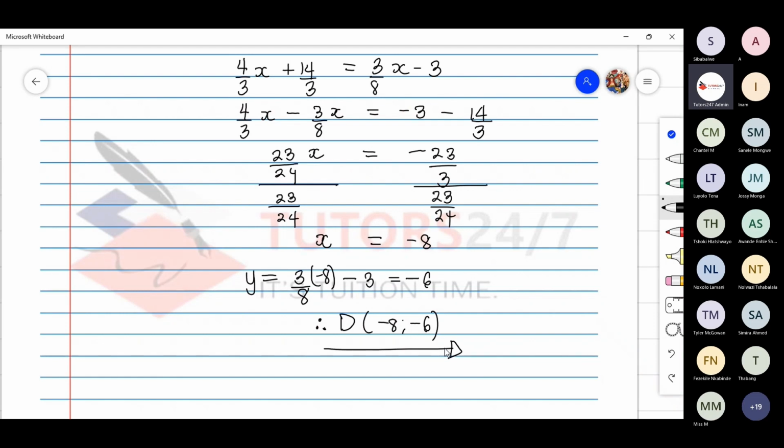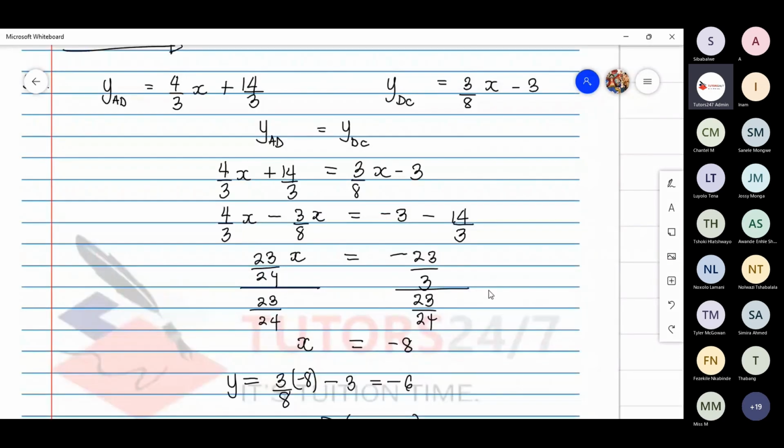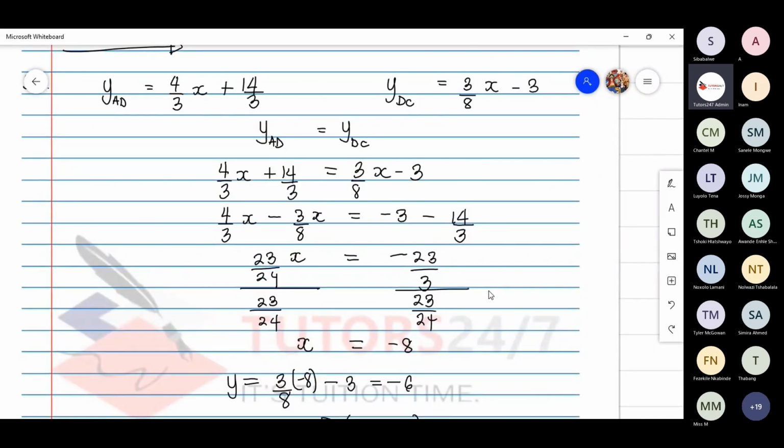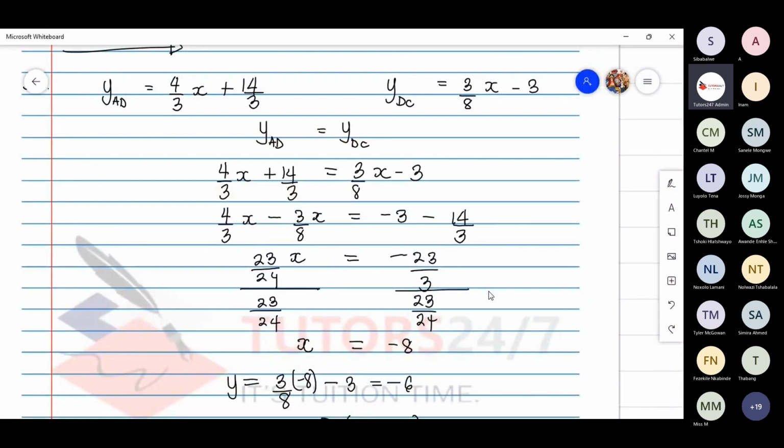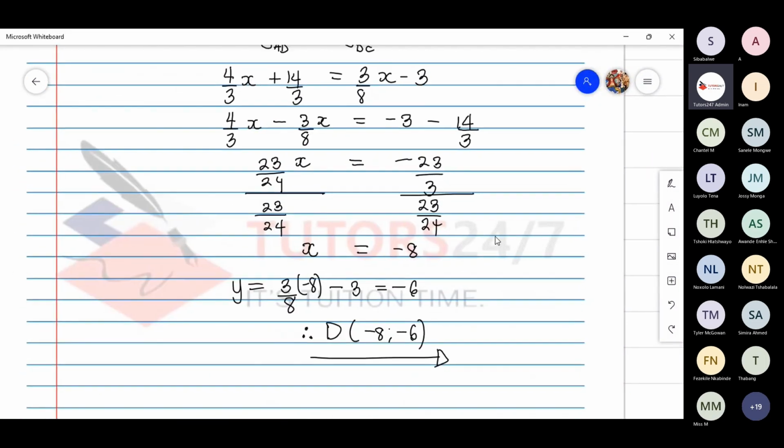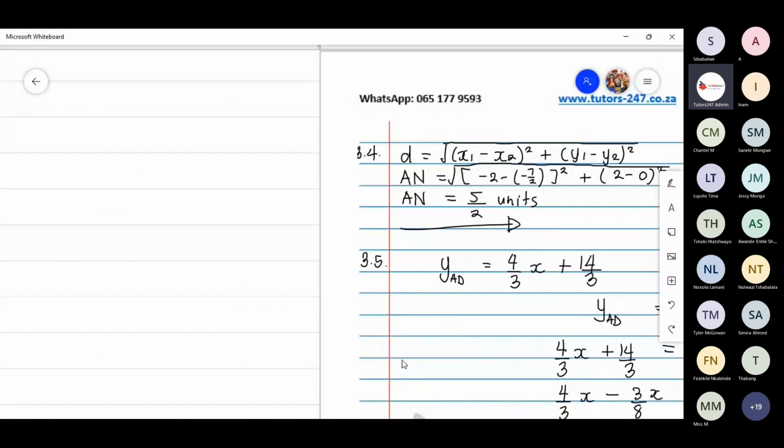Another way to determine if our answers are correct is to substitute the x value into both equations. If you substitute the x value into both equations and it gives you the exact same y value, that is also an indication that your answer is correct.